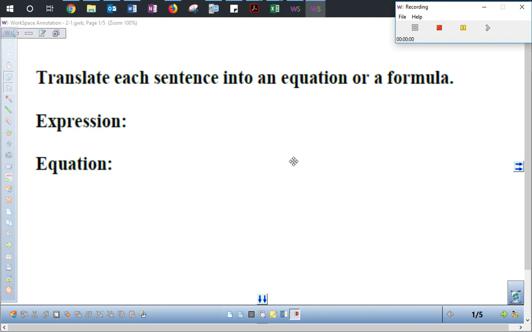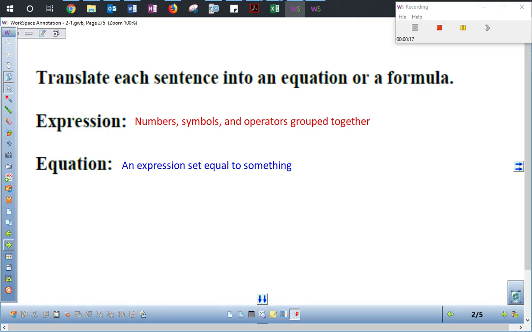Alright guys, today we are going to talk about the difference between expressions and equations, and then we're going to work on turning verbal equations into mathematical equations. So, first of all, an expression is numbers, symbols, and operators that are grouped together. And an equation is just an expression set equal to something. So if you need to, go ahead and pause the video to write those down.